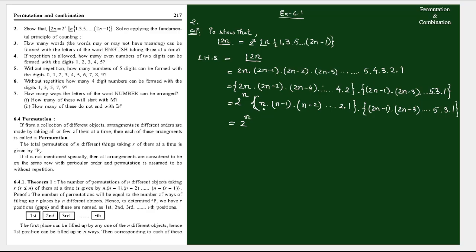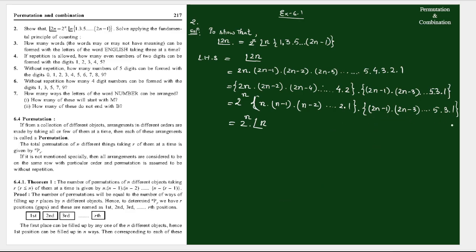See here, this is a continued multiplication of n number of terms, right? Natural numbers 1 up to n. So this is nothing but factorial of n, n, n minus 1, up to 1, right? So this is nothing but your factorial n. So we get the right hand side.